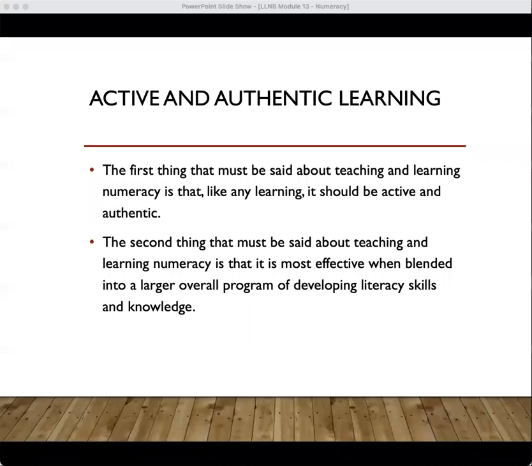The second thing that must be said about teaching and learning numeracy is that it's most effective when blending into the larger overall program of developing literacy skills and knowledge. Numeracy taught in isolation from other areas, such as reading, writing, and spelling, will not be as effective. Thus, a numeracy learning session should include components in which the learner reads, writes, and spells as part of that session.